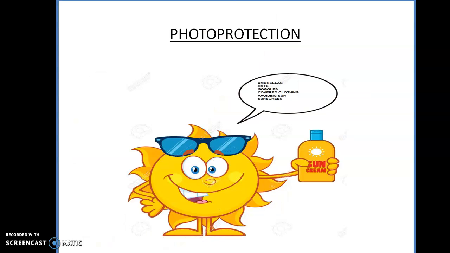Photoprotection is protection from ultraviolet radiation of the sun, which has deleterious effects. These photoprotection measures include umbrellas, hats, goggles, covered clothing. We also need to avoid the sun when it is at peak and use sunscreens.